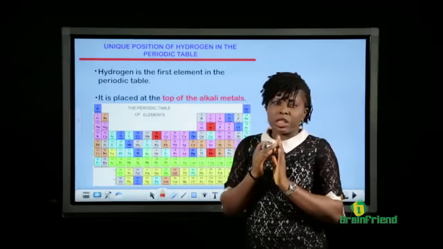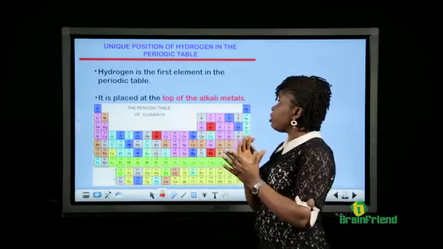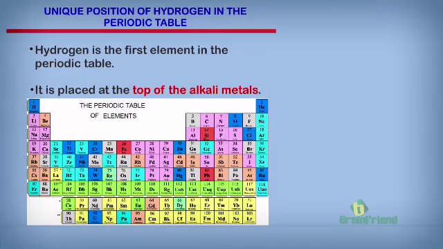Now we'll be looking at the unique position of hydrogen in the periodic table. When we look at the periodic table, hydrogen is the first element we see, and it is placed at the top of the alkali metals. These metals here are known as what? Alkali metals. We have lithium, sodium, potassium, rubidium, and the rest. Hydrogen is placed on top of them, although hydrogen is not an alkali metal. Now, these are some of the things that make hydrogen unique.